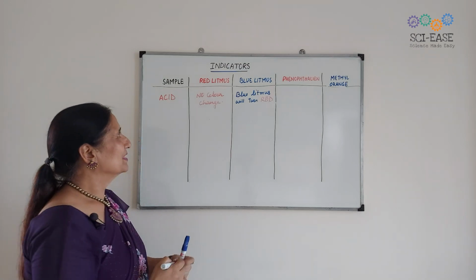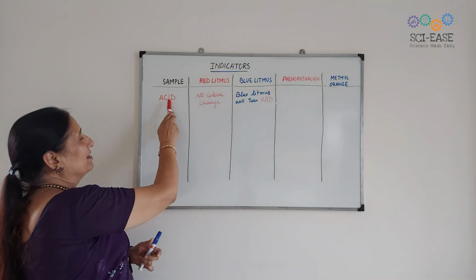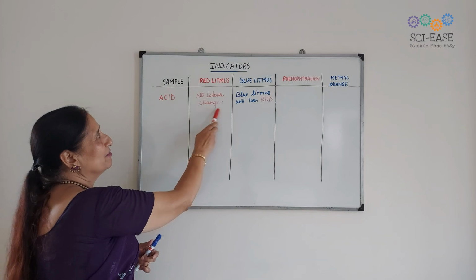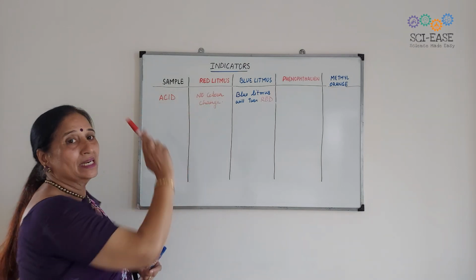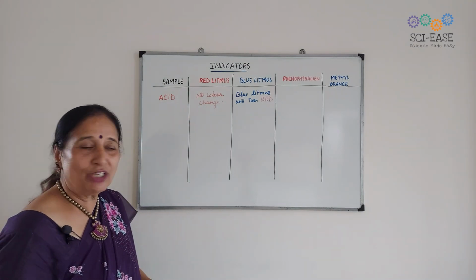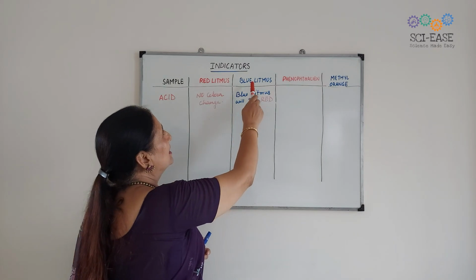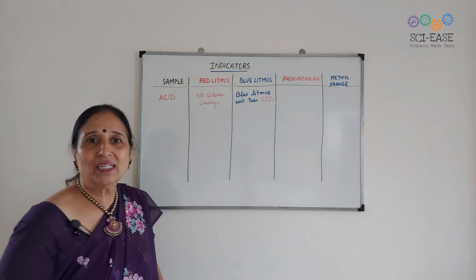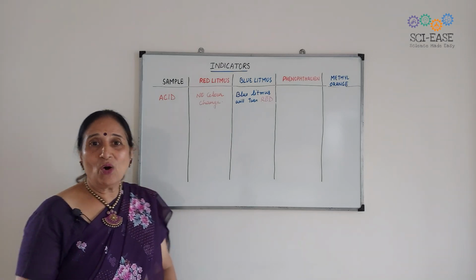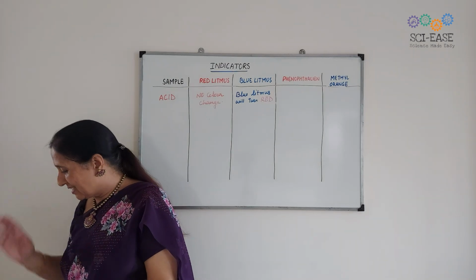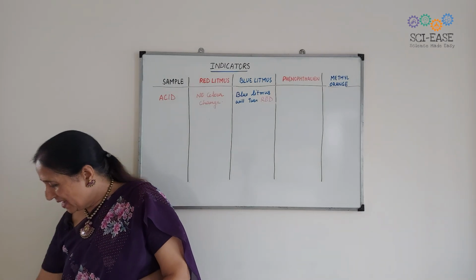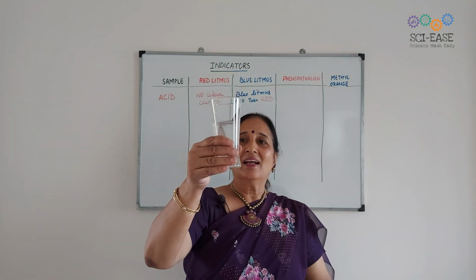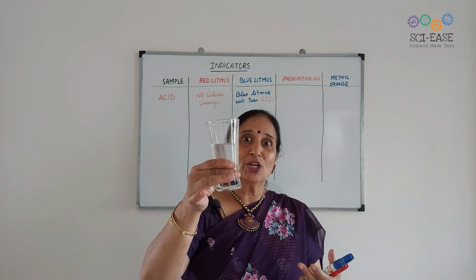Okay? So, this is the red litmus paper. There will be no color change when it is dipped in the acidic solution, and the blue litmus, when it is put in the acid, it will turn red. Now, I will take another glass. Okay? Another glass which has one of the solution.